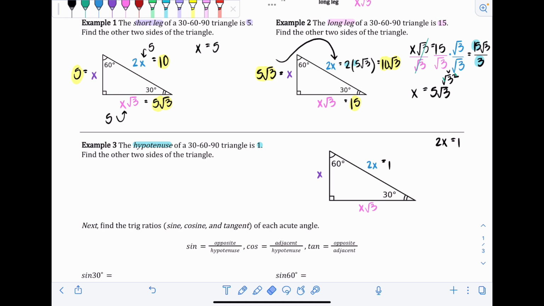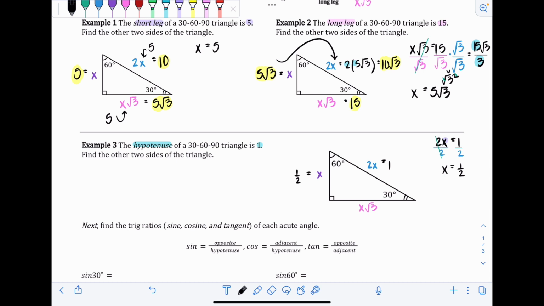So we're trying to solve for x to get the short leg. So I would have to divide both sides by 2 to get x by itself. So 2 divided by 2, that would cancel out, and then I would be left with x equals 1/2. And that's the same exact x as the x on our triangle, so that means that the side length of this one would be 1/2.